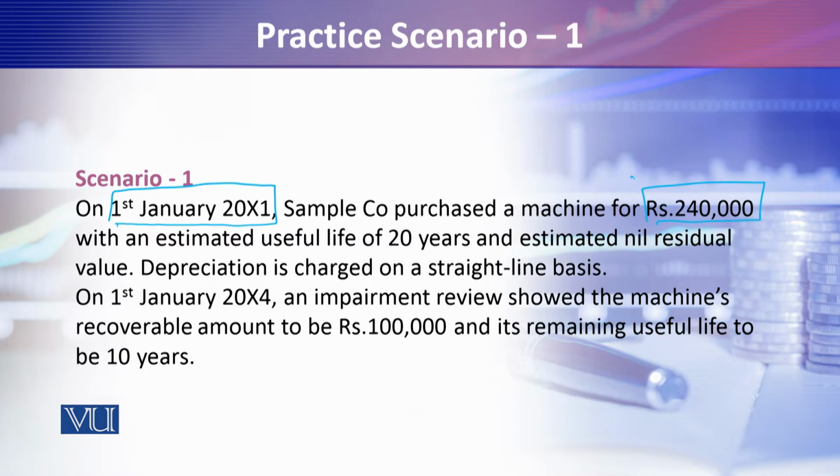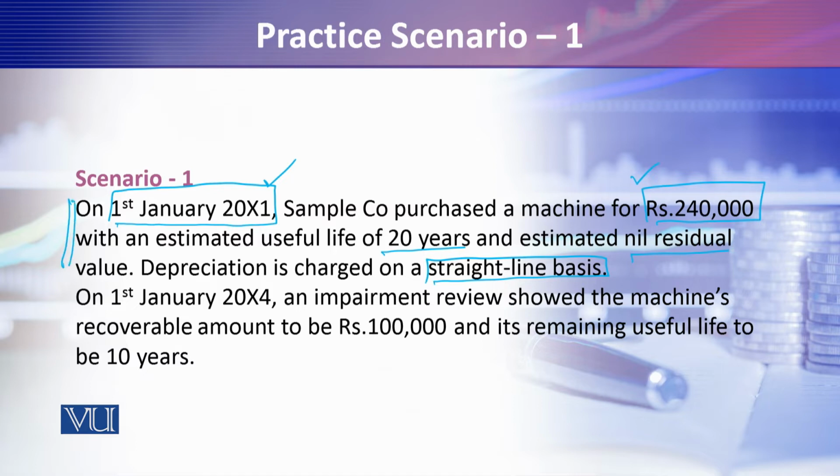The question is that we had an asset on 1st of January 20x1, and that asset was purchased for 240,000 on 1st January 20x1. Its estimated useful life was 20 years and there was no residual value associated with that asset. Depreciation was charged on a straight line basis. So pretty much an easy scenario. You can orally calculate how much its depreciation would be by dividing 240,000 by 20 years because there is nil residual value. Okay, you are smart guys.